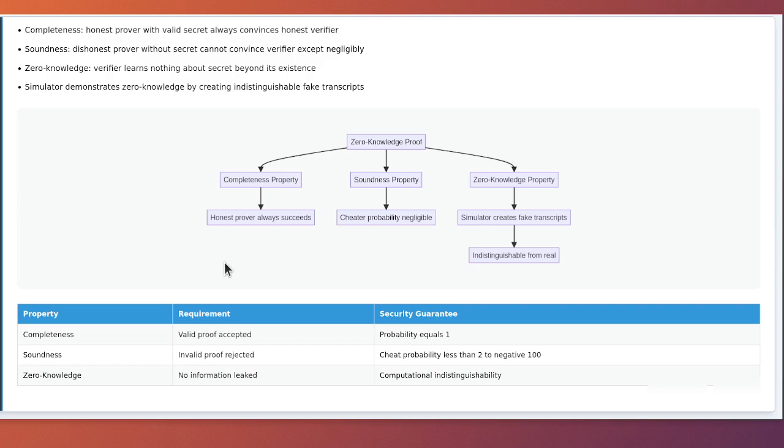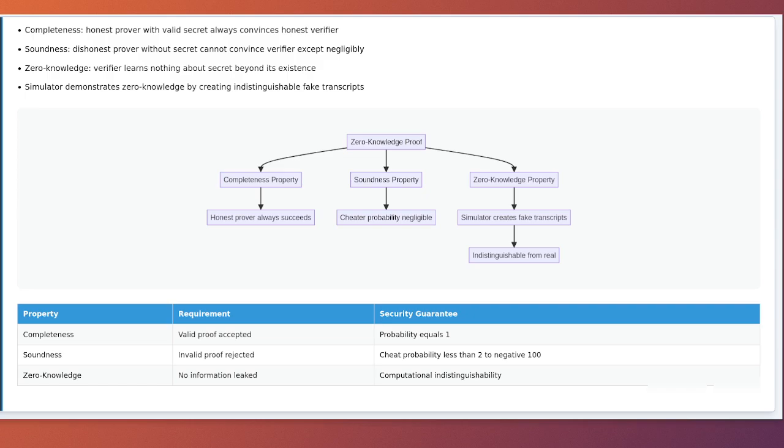A zero-knowledge proof is an interactive protocol between 2 parties: a prover who wants to demonstrate knowledge of some secret information, and a verifier who wants to be convinced that the prover indeed possesses this knowledge. The remarkable property of zero-knowledge proofs is that the verifier learns absolutely nothing about the secret itself, only that the prover knows it. This is not just security through obscurity or hiding information temporarily. It's a mathematical guarantee that no computational power, even unlimited, can extract the secret from the protocol transcript.